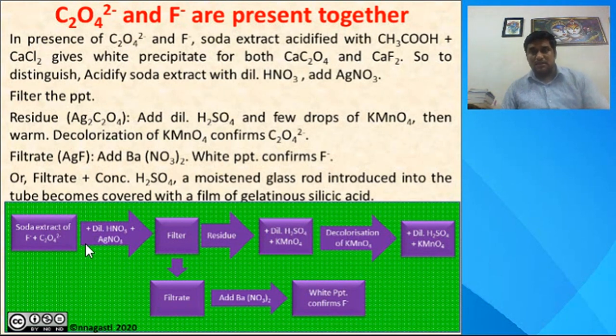We have arranged the procedure in a scheme. For the soda extract of the mixture containing fluoride and oxalate, add dilute HNO3 and silver nitrate, and filter it. The residue contains silver oxalate. Add dilute sulfuric acid and potassium permanganate, and warm the content. If potassium permanganate is decolorized, that is due to oxalate. Then take the filtrate, add barium nitrate into it. If we get a white precipitate, that is due to fluoride.